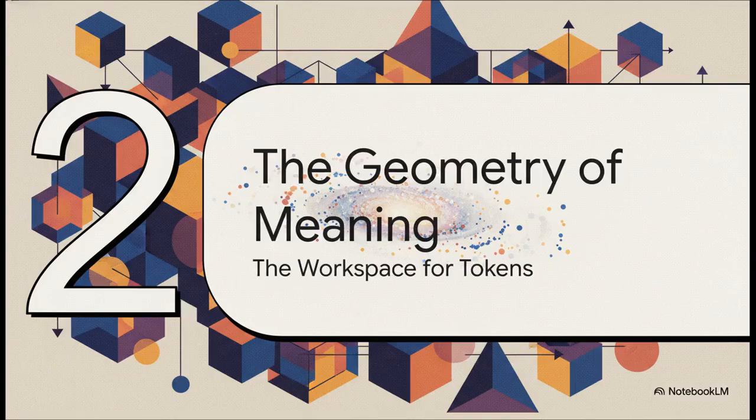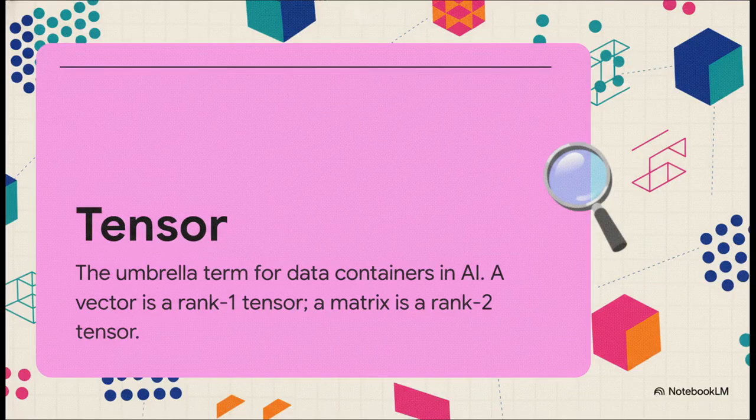Okay, but before we get into the nitty-gritty of how our token gets changed, we have to understand the playing field, the arena where this all goes down. Because we're not just talking about numbers in a spreadsheet here. This is a geometric workspace. It's a space where meaning isn't just a definition, it's an actual location, a point with a direction. And the fundamental building block of this entire workspace is the tensor.